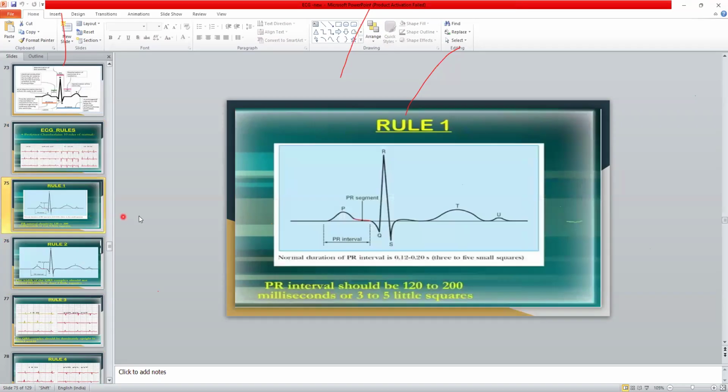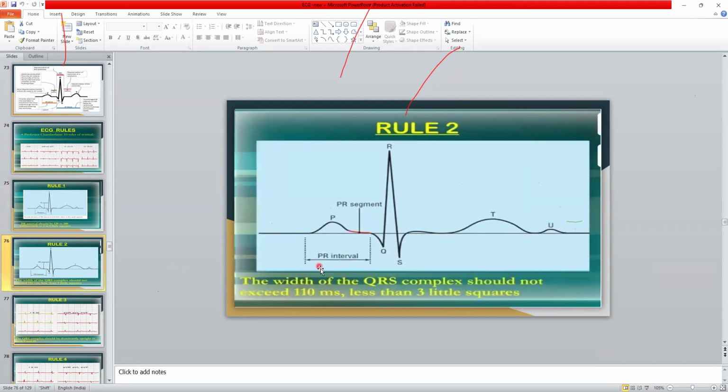Rule 1. The PR interval should be 120 to 200 milliseconds, or should be between 3 to 5 small squares. Here they have mentioned it in milliseconds. In terms of seconds, it will be 0.12 to 0.2 seconds.